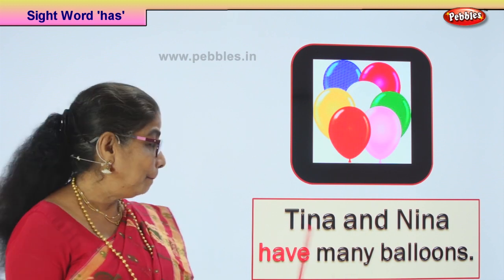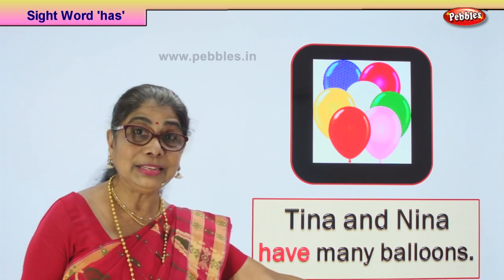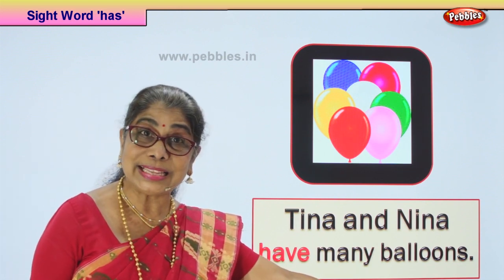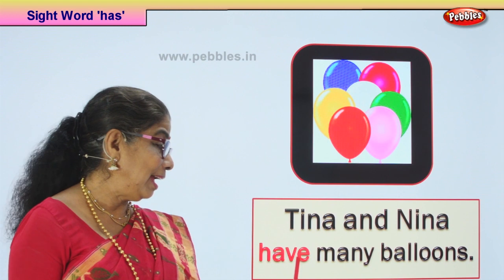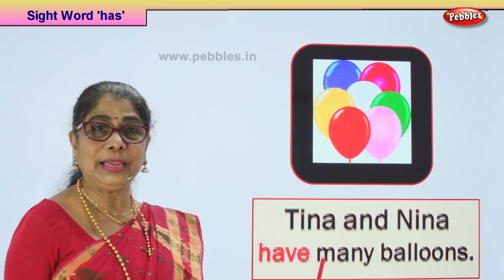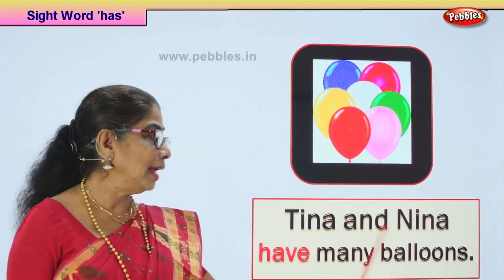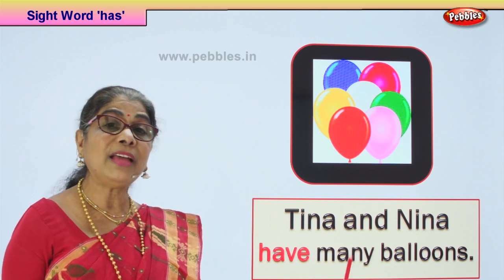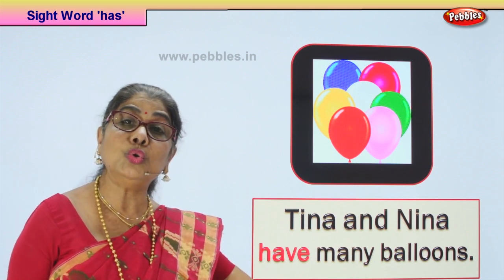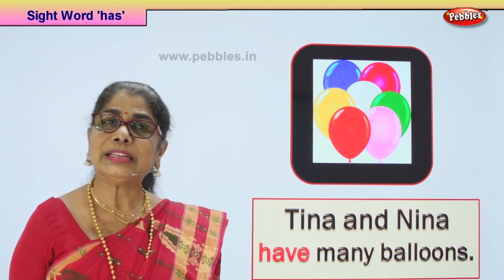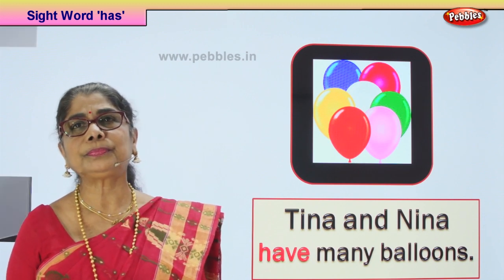Very good. Begins with the capital letter, ends with the full stop, and we use the sight word have. Please read the sentence for me. Tina and Nina have many balloons. Very good. Shall we look at another picture?